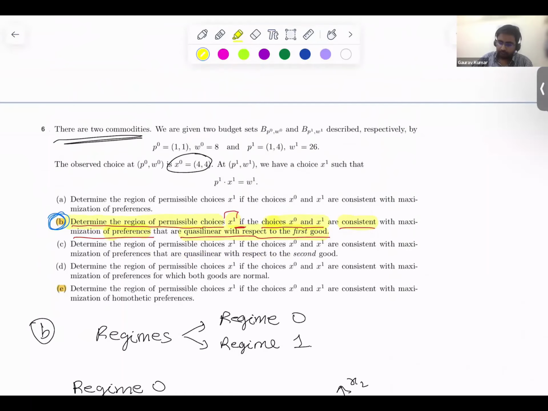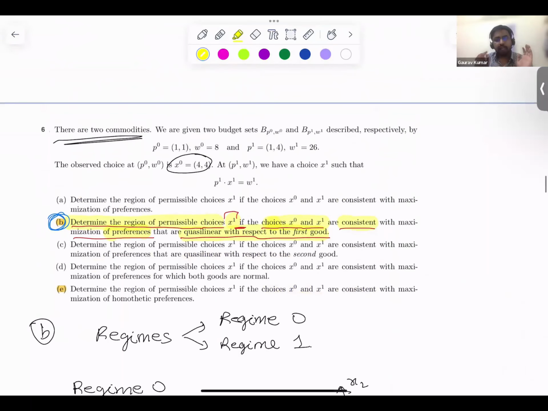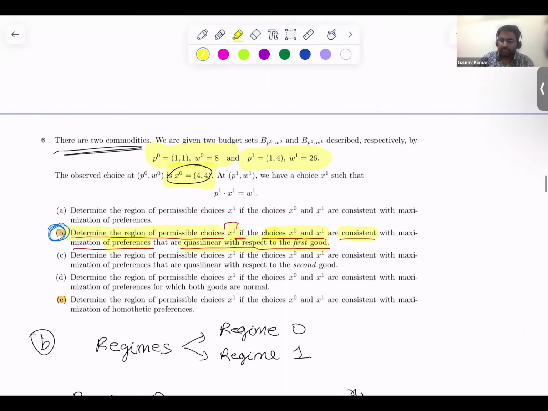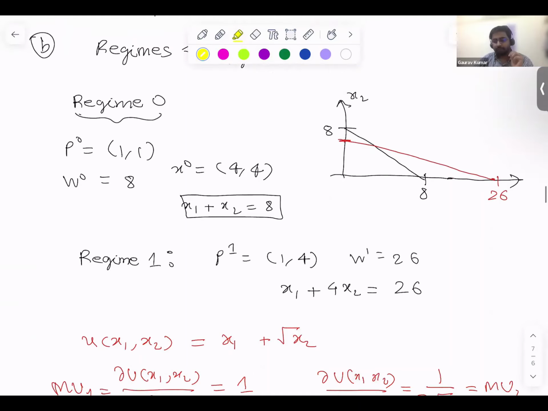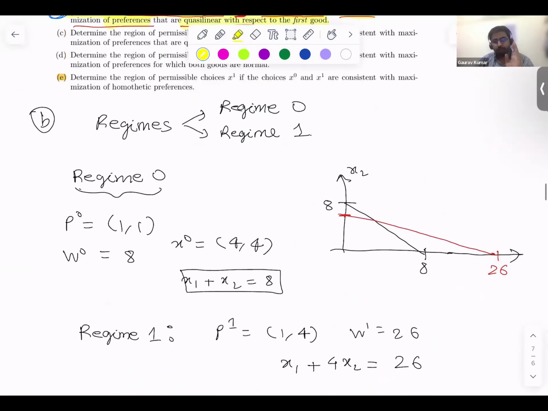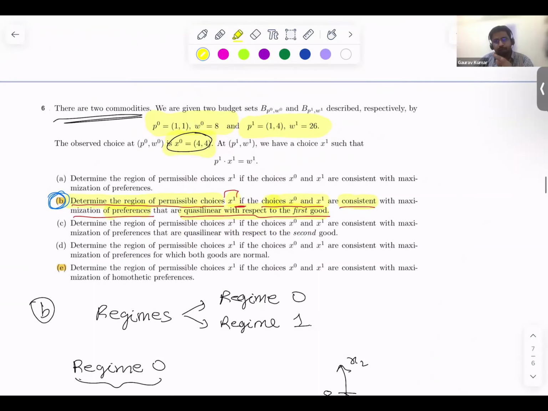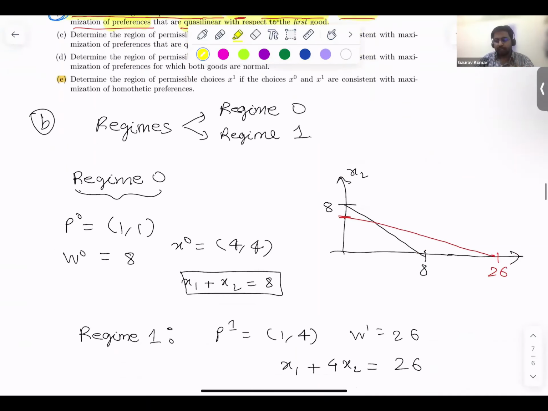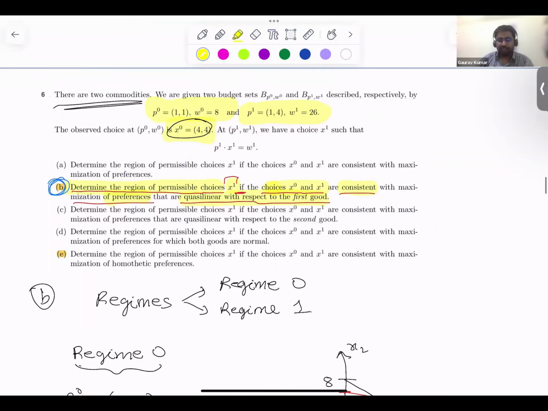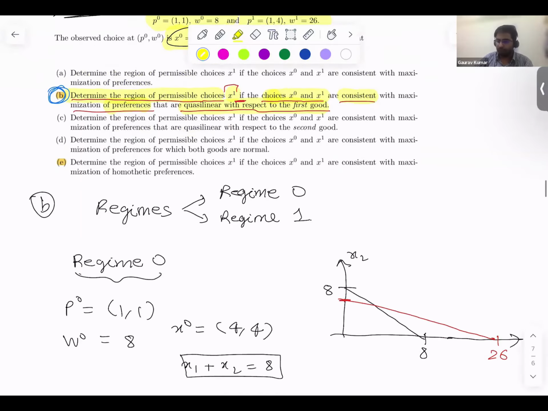Quasi-linearity has been used. The preferred bundle in regime 0 that has already been given to us has been used to plot the budget lines, and then we have to come up with a range of x1, not just good one, but both good one and good 2 in regime 1, such that the condition stated in part B of the problem is satisfied.